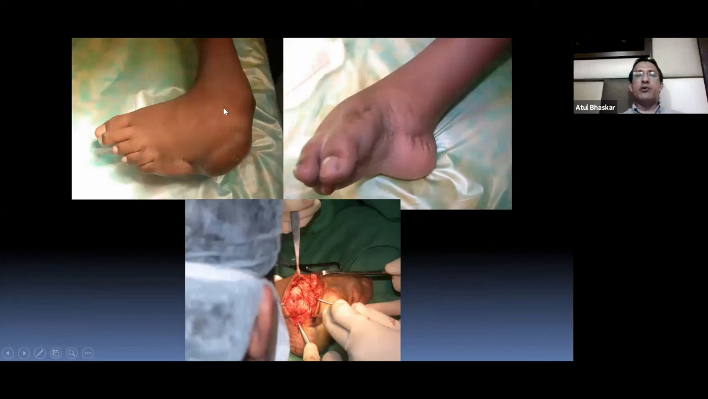Now, some of the children come at a very old age. So this child is about 8, 10, 12 years of age, where you can see a callosity on the lateral side, previous surgery done, and then relapse after surgery. So it is not uncommon in the exam to get a relapsed club foot. Here you can talk about fixators if you have experience, or you talk about triple arthrodesis.